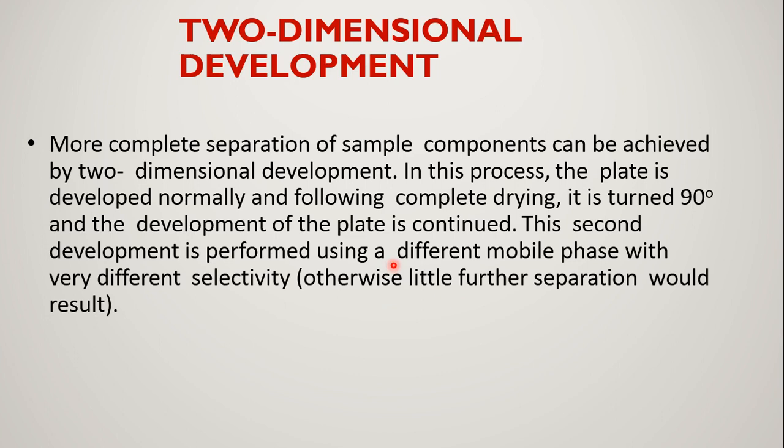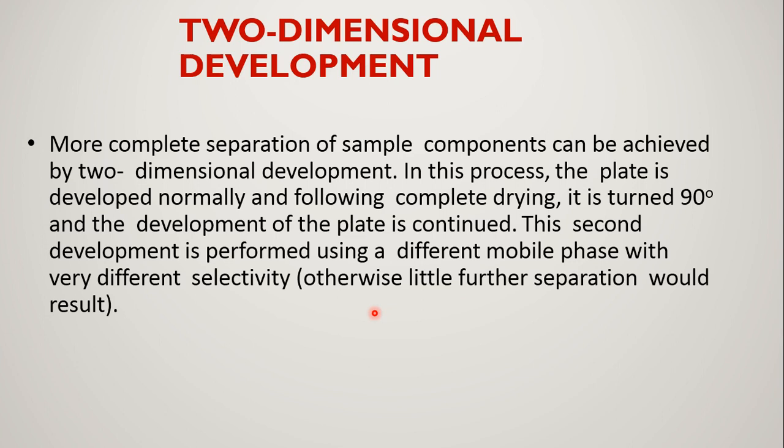Suppose in one-dimensional development many components present in the sample are separated, but there is a possibility that a component spot obtained after development may contain more than one component at the same place. Means two components or three components are not separated in this first run. So we have to run a second run.